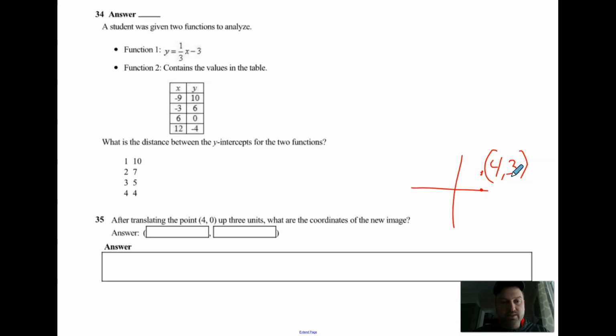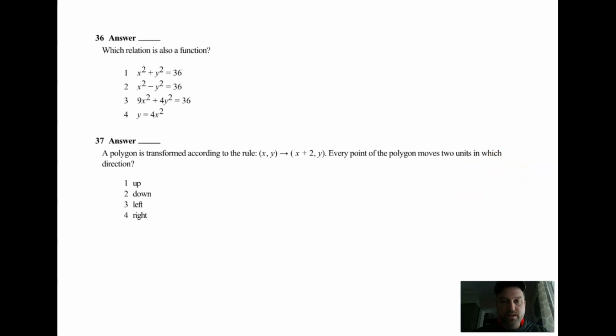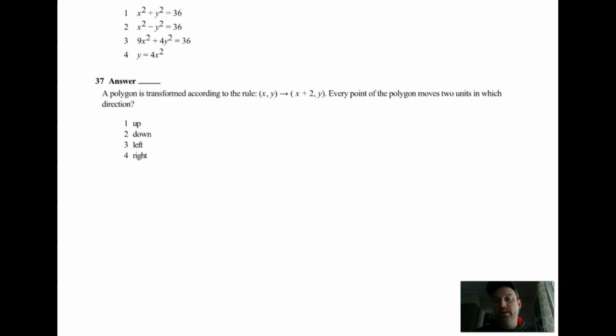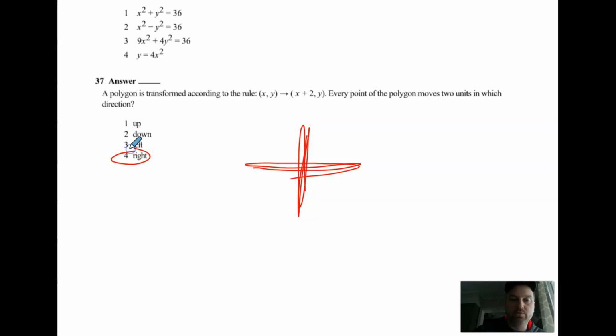Okay, 36, you didn't have to do. 37, a polygon is transformed according to the rule x plus 2, comma y. Each point of the polygon is going to move 2 units which way? Remember, the x-axis travels left-right, the y-axis travels up-down. So x plus 2 would be 2 to the right.